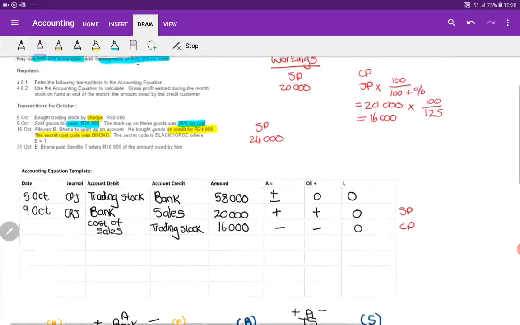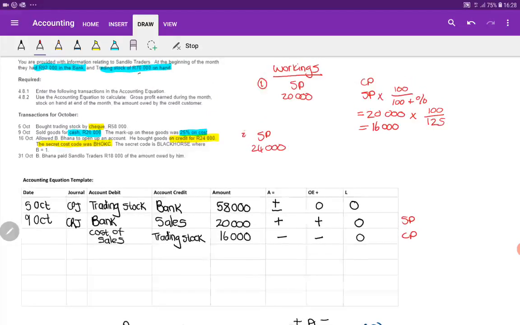To work out the cost, we need to use the word black horse. It's a 10-letter word. The first letter starts with 1. Oops. Let's try again.